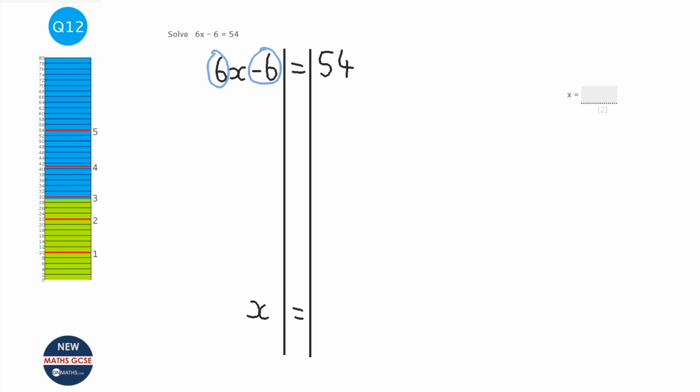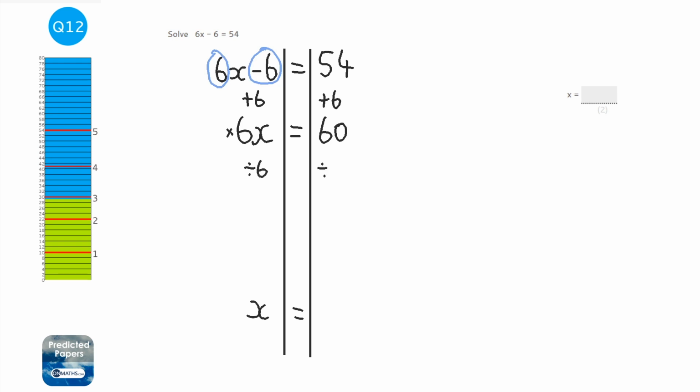To do that, we need to do the opposite of it. So we need to add 6 to both sides. So we're going to end up with 6x on the left hand side, because we've got rid of the minus 6. And we're going to add 6 to that to make 60. Now we want to get rid of the 6 before the x. Now that's a times 6. When you put a number next to a letter, it's a times. So to get rid of it, we need to divide by 6. So we're going to end up with x on the left hand side, and 60 divided by 6 is 10. So the answer is x equals 10. Didn't need that much room in the end, and that's it.